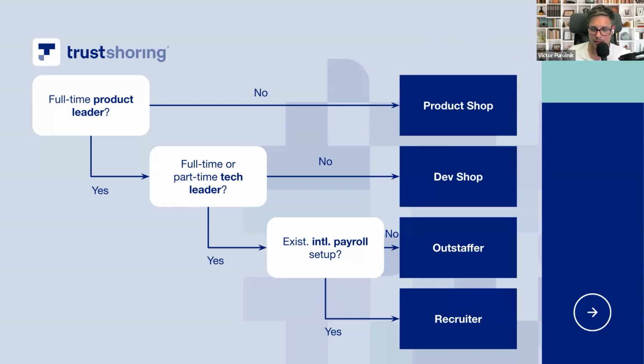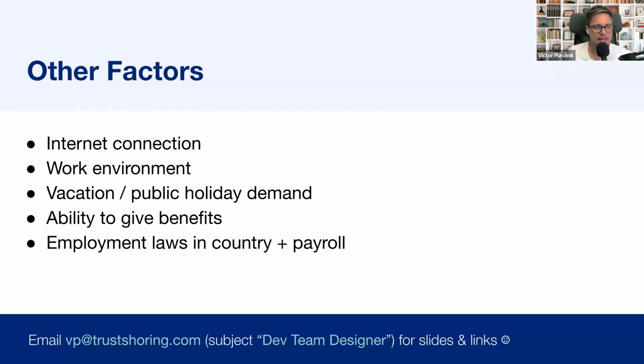And that would be how we decide who to work with. Other factors when you hire, of course, internet connection, work environment, especially remotely. Do they work from their kitchen with kids around?